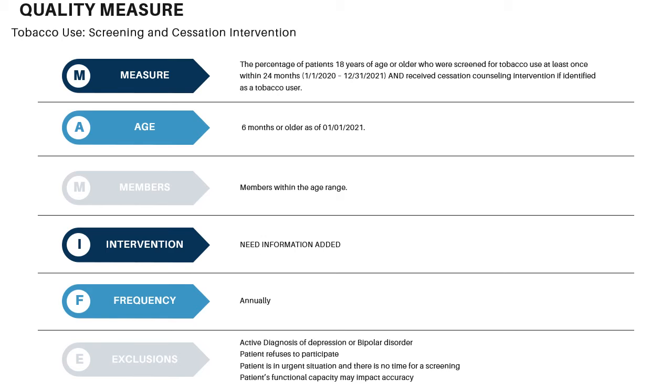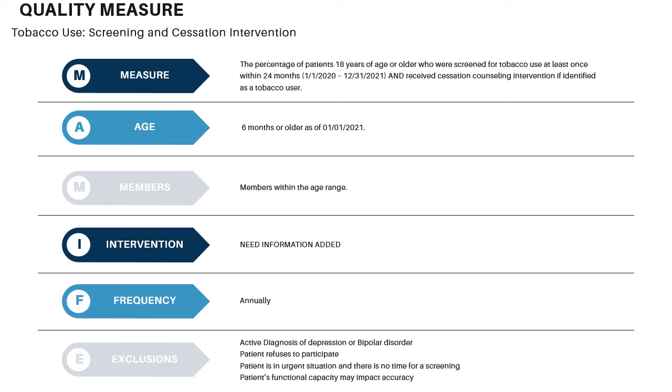This measure is intended to promote adult tobacco screening and tobacco cessation interventions for those who use tobacco products. There is good evidence that tobacco screening and brief cessation intervention, including counseling and/or pharmacotherapy, is successful in helping tobacco users quit. Tobacco users who are able to stop using tobacco lower their risk for heart disease, lung disease, and stroke.